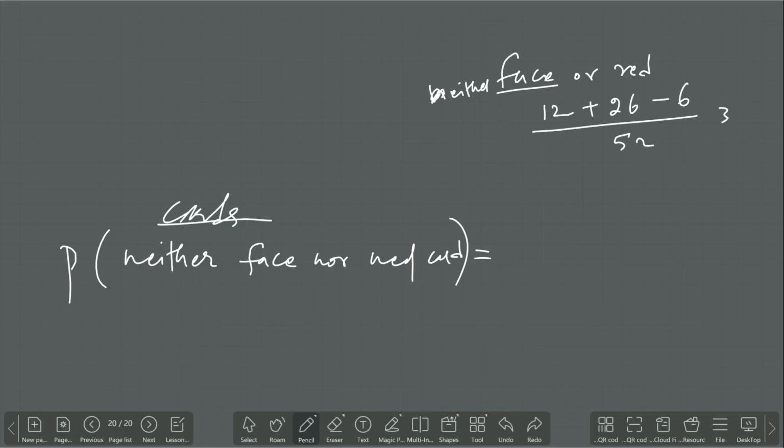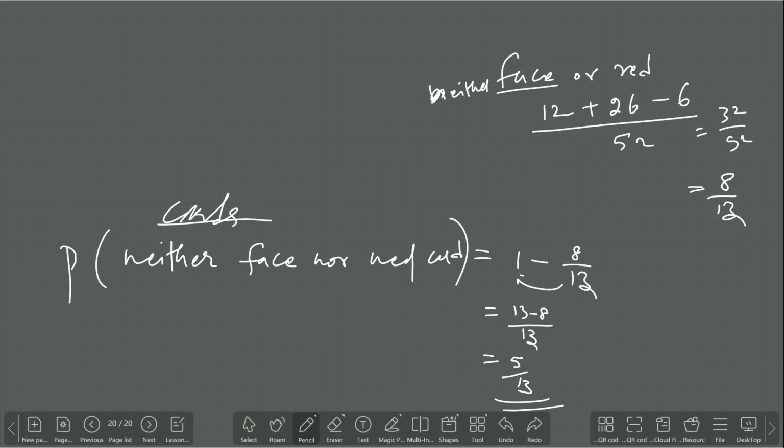So 12 plus 26 minus 6 is 32, divide by 52. Cancel by 4 table. How many 4 in 32? 8. Divide here 13. This is the answer for our question. Neither, in the sense, 1 minus 8 by 13, which is equal to what, Raja? 5 by 13 is the answer.